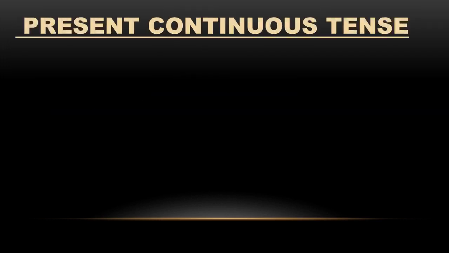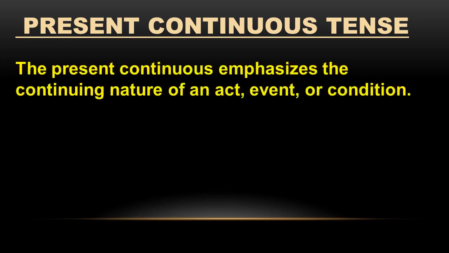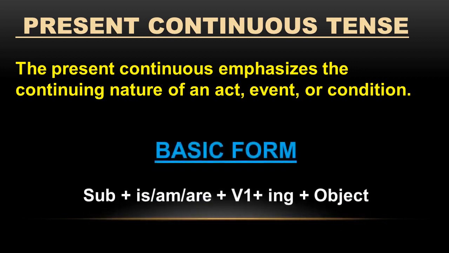Then we have present continuous tense. As the name itself signifies, continuous, that represents the continuity of any action. So present continuous tense is used to talk about the continuity of the action at the time of speaking, or to talk about the action that is planned for the near future. It emphasizes the continuing nature of an act, event or condition. Then we have its basic form.